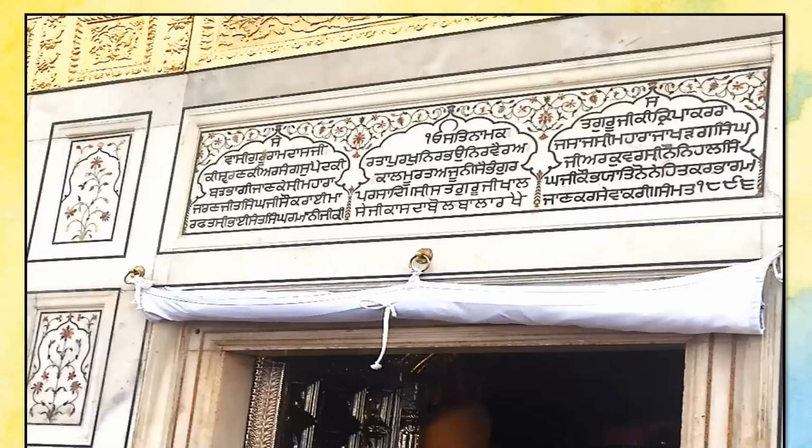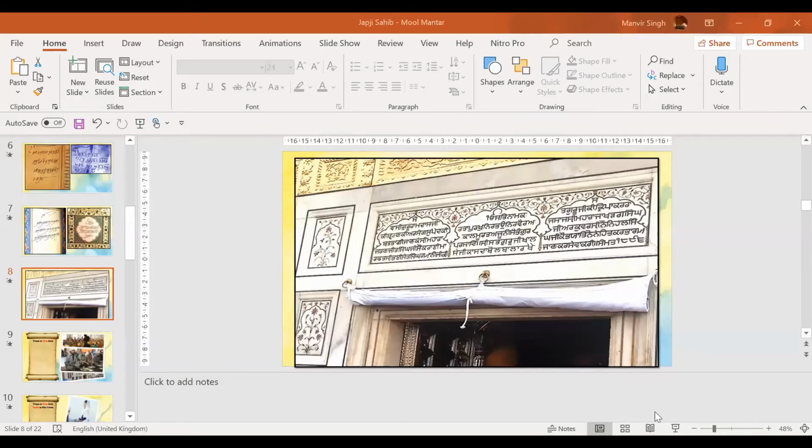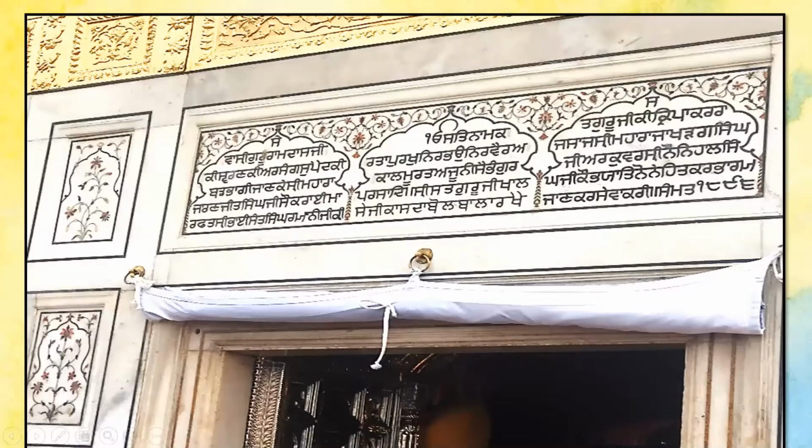When we go to Harmandir Sahib Ji as well, this is above the door. Anyone know which side of Harmandir Sahib? Let me go back to that. What side of Harmandir Sahib would that door be? Anybody?